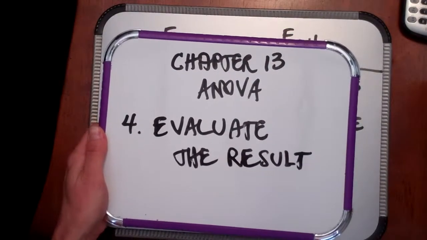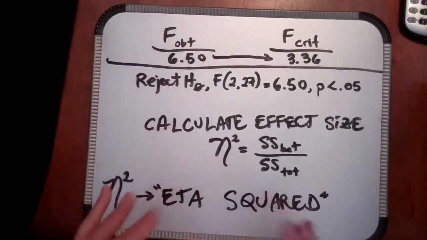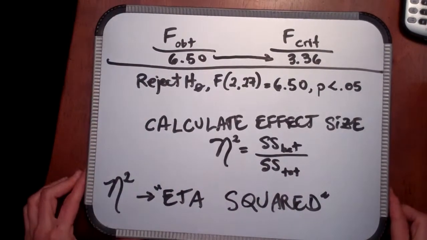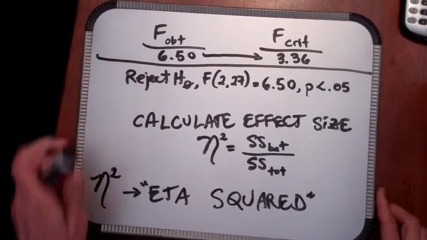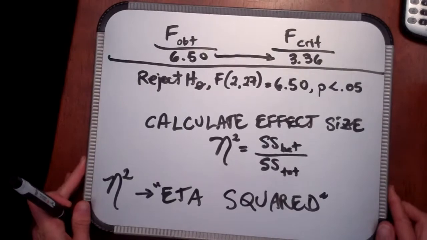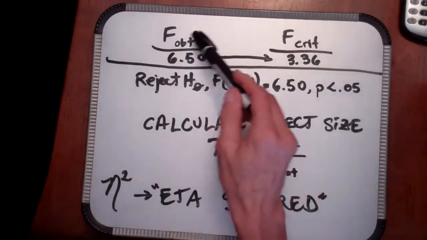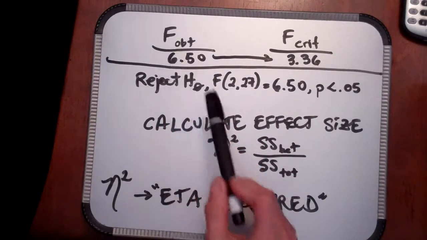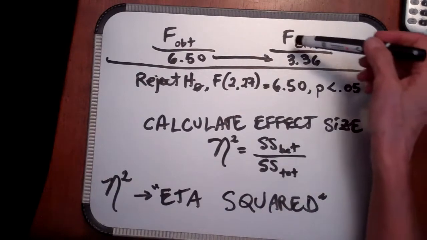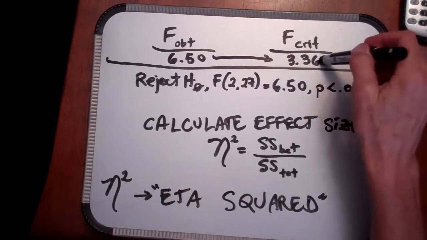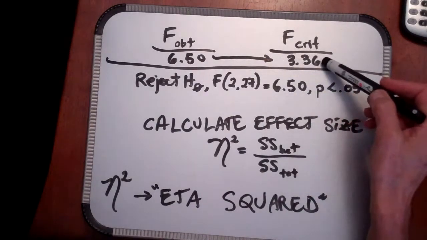Now for the ANOVA, you're at the point of evaluating your result. This is the fourth overall step in hypothesis testing for scientific inquiry using an ANOVA. So, in the previous step, we determined that your F statistic, or what's called your obtained F, was 6.50. And you remember that the F critical value that we identified before you started doing your ANOVA calculations was 3.36.